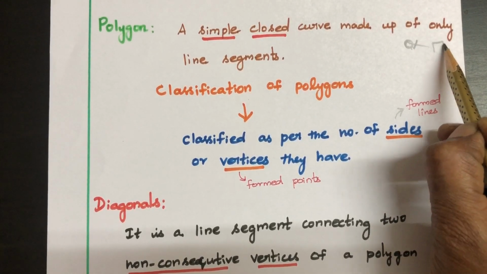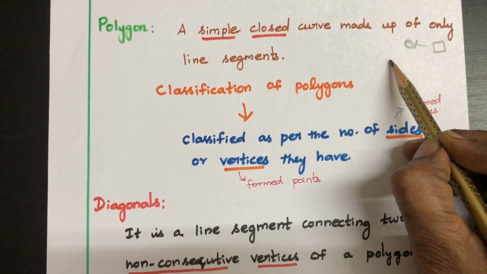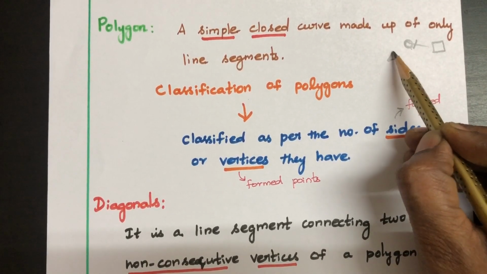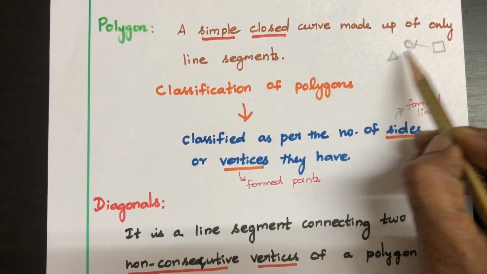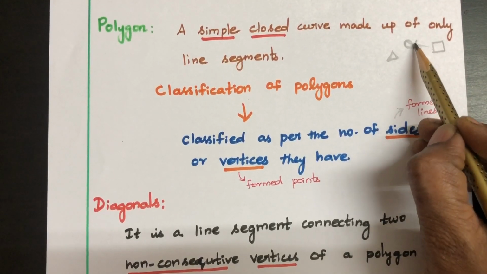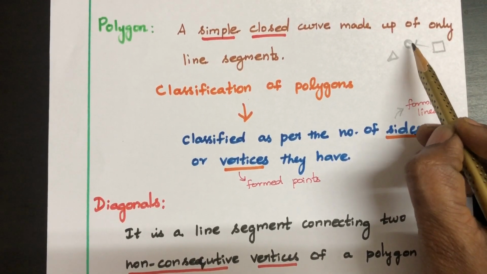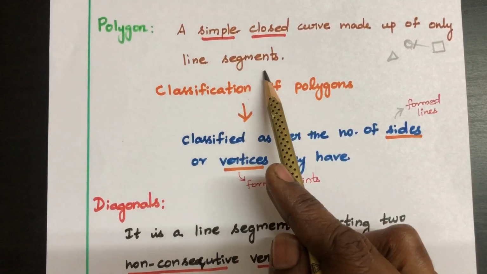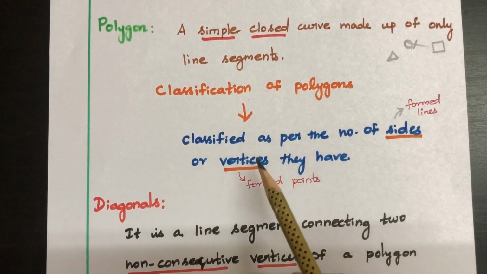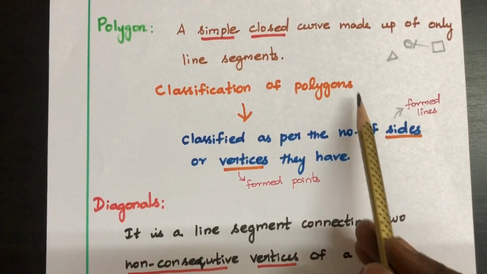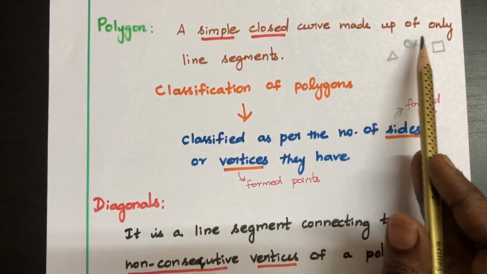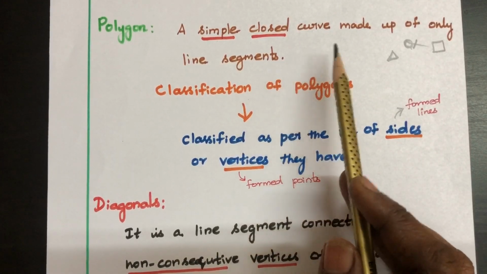See, square is a polygon. Even triangle is a polygon. It should be made up of only line segments, not with these curved lines, right? So, a simple closed curve made up of only line segments. It does not intersect itself. That is the main thing of the simple closed curve. So, a simple closed curve made up of only line segments is called a polygon.